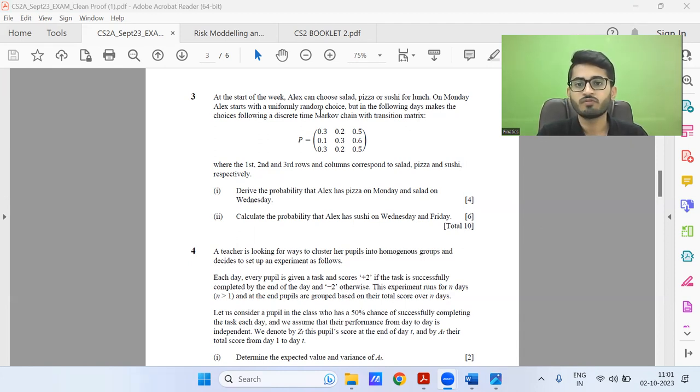So let's say if on Friday you're having sushi, then if you want to compute what is going to happen next Monday, you cannot use P. On Monday, it's uniformly distributed only. It's 1 by 3 for all of salad, pizza, and sushi. Again, that is my interpretation so far.